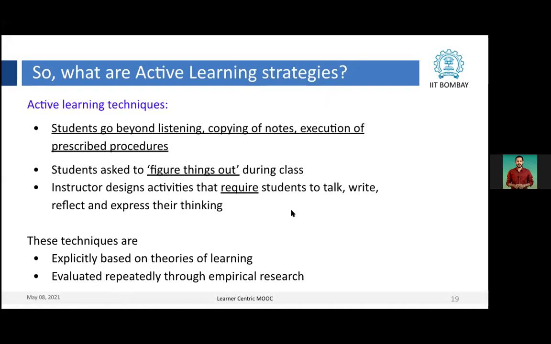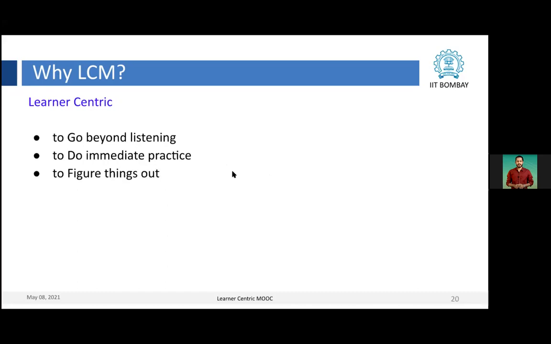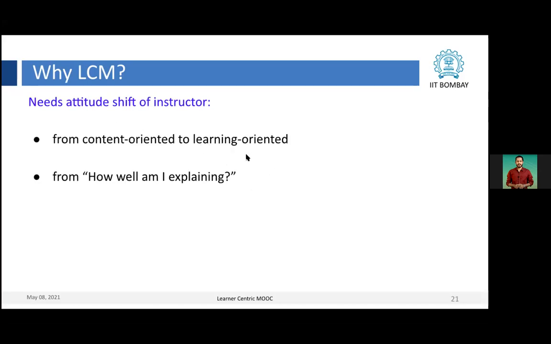So to conclude why we need LCM: the learner-centric approach is required to go beyond listening, to do immediate practice, to figure things out, to express students' thinking, and to learn from peers. So again, why is LCM required? We need a change in attitude. We need to shift the attitude of the instructor from content oriented to learning oriented, from how well I as a teacher am explaining to how well these students are learning.